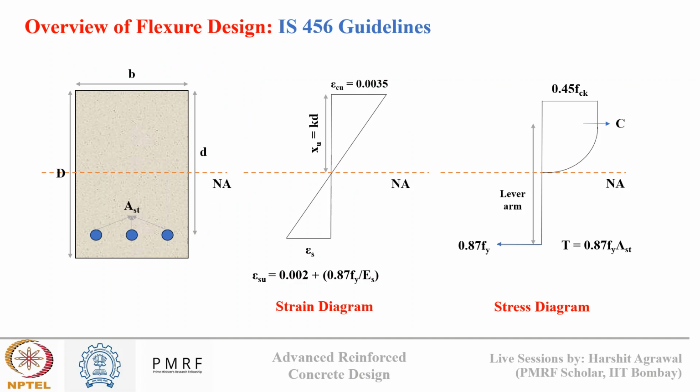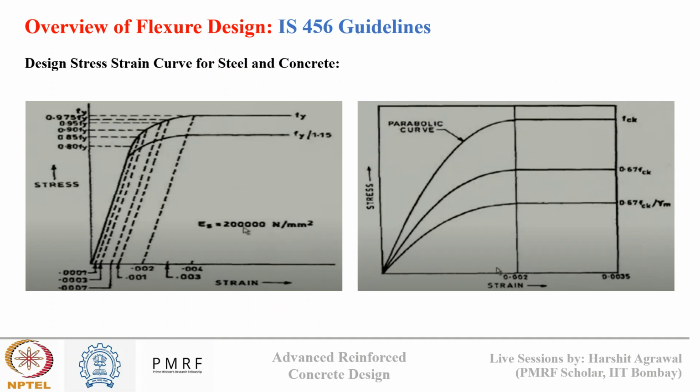So last week we continued discussing flexure behavior of reinforced concrete by discussing the flexure design as per IS 456 guidelines. We saw the assumptions made by the IS code for flexure design, and we saw the strain distribution and the stress distribution for an RC member. Now, to go deep into understanding the stress block, we looked into the individual stress strain profile of concrete and steel. For steel, we understood how we get the design curve from the actual curve by multiplying a factor of 1.15.